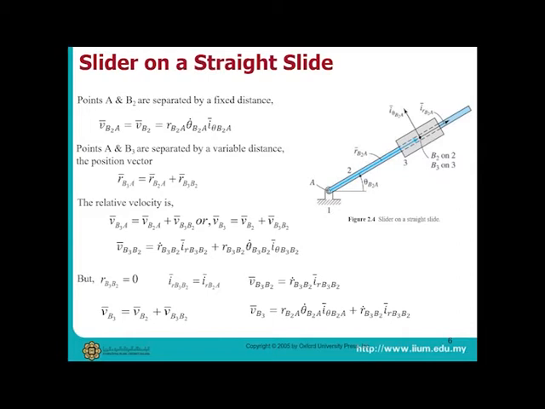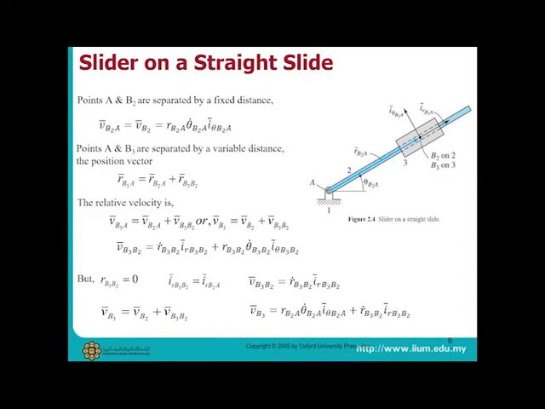R dot B3B2 is not 0 because point B2 is on link 2 while point B3 is on link 3. When the slider moves, there is a velocity difference between B3 and B2. The first thing that you need to do is to calculate the velocity at point B2 with respect to point A or ground. Therefore, you can write VB2 is equal to RB2A theta dot B2A in I theta direction.